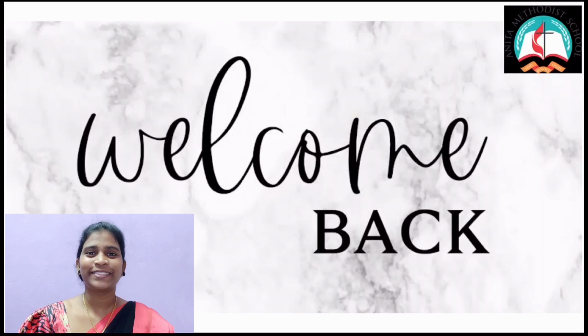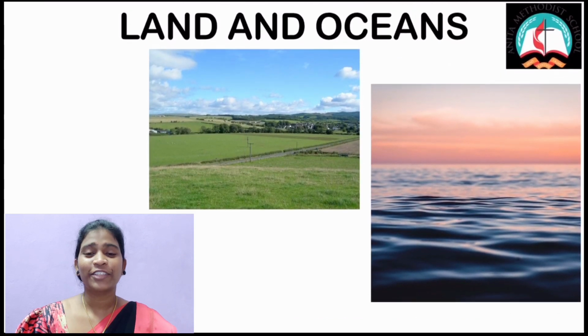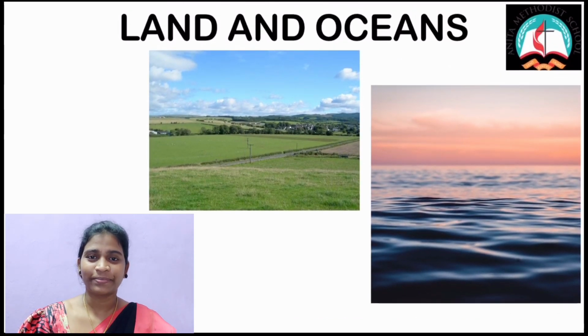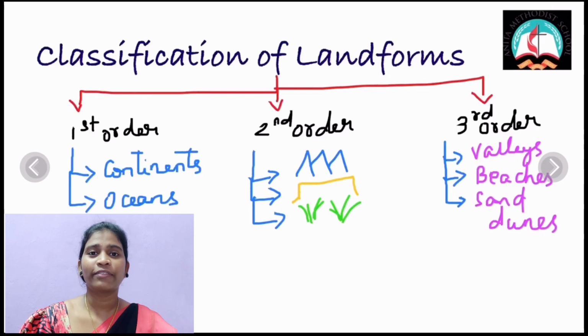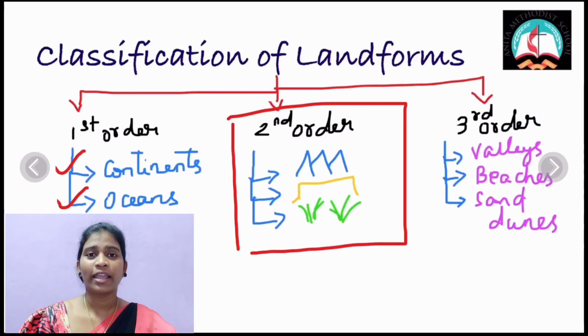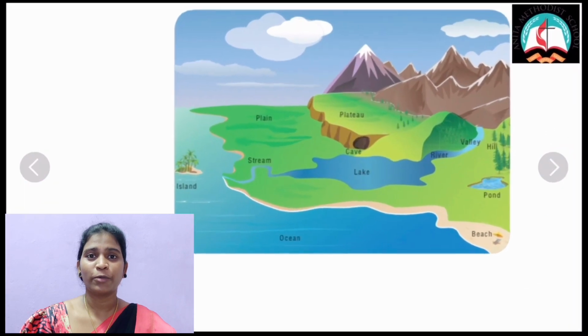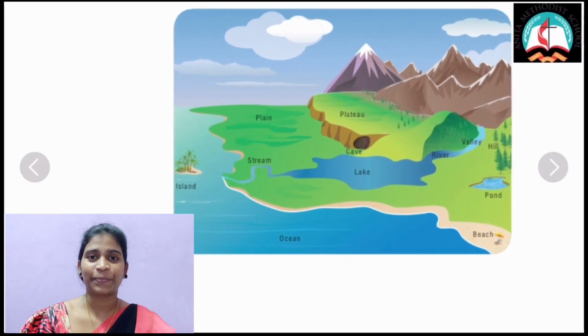Hello, my dear students. I'm very happy to get back to you all through this online class. Without any delay, we'll get into the topic. So, we all know that we are in the new lesson, which is land and oceans. And in that topic, we have classified the landforms into three. And under first order, we have learnt about continents and oceans. Today, we are going to learn about the second order landforms, in which we can see the three different landforms, which are mountains, plateaus and plains.